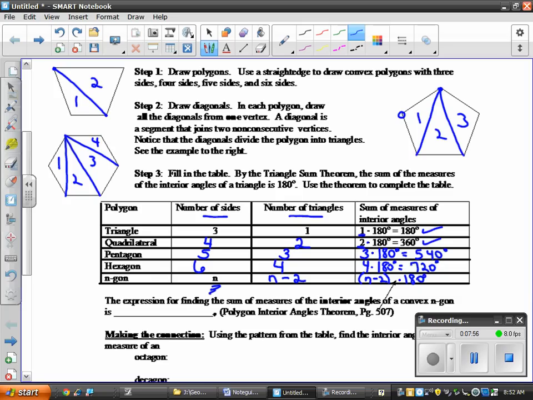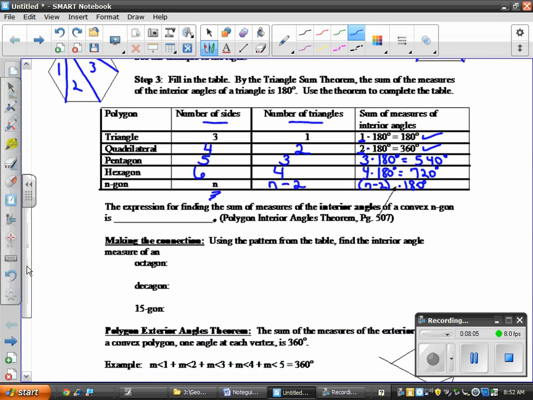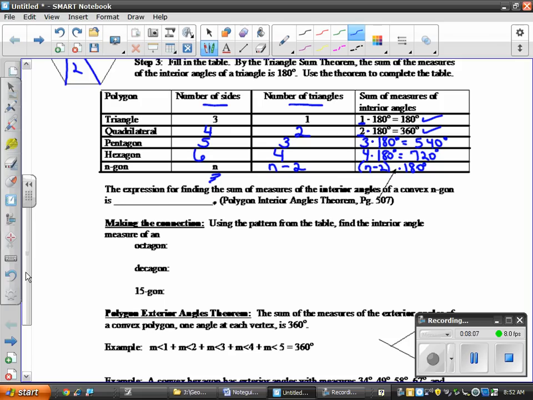And this, my fine ladies and gentlemen, is the actual polygon interior angle theorem. So rather than me just saying, hey, this is how you find how many degrees are in any kind of polygon, I wanted you to really understand where it derives from. So here it says the expression of finding the sum of measures of the interior angles of a convex n-gon is, and we are going to rewrite it just so we have it, n minus 2 times 180 degrees.